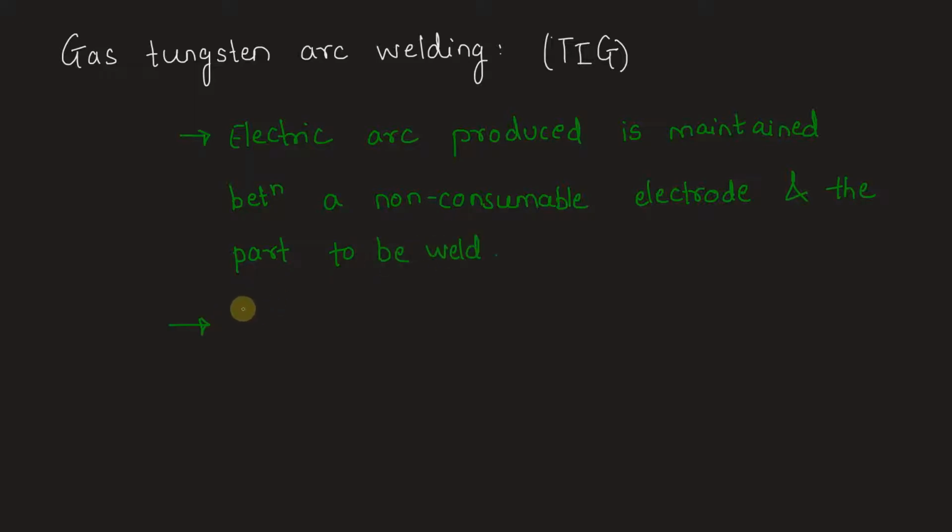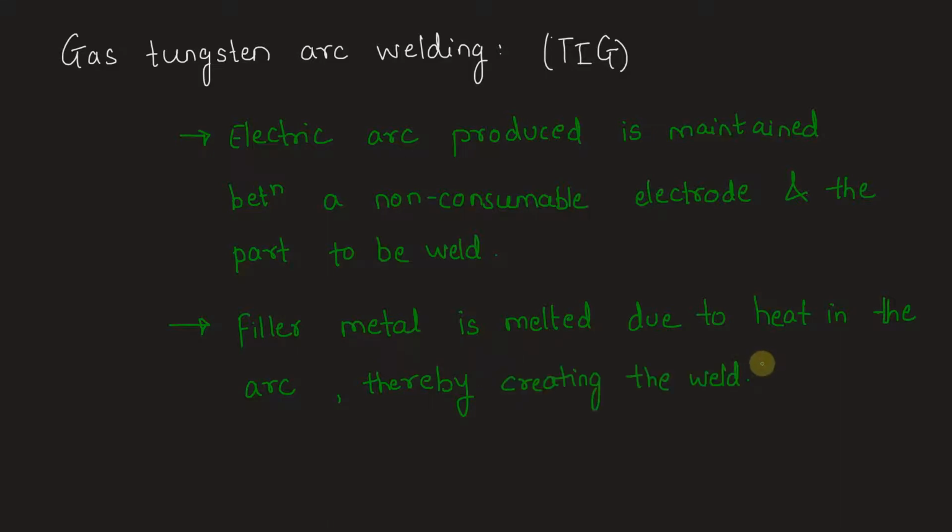The filler metal is, on the other hand, held beside the non-consumable electrode, and that filler metal is melted due to this arc. Thereby, this creates a weld in the part that is to be welded, or the joint.